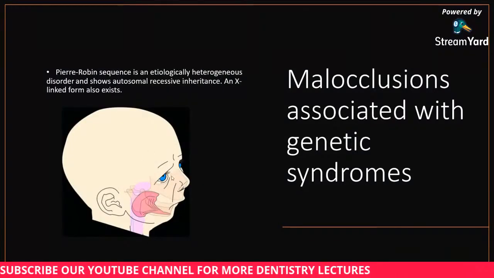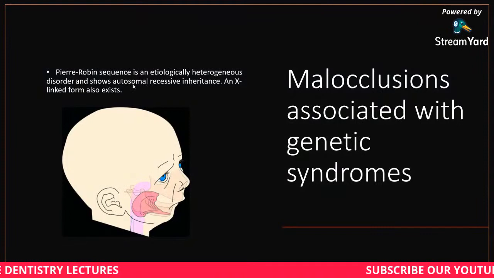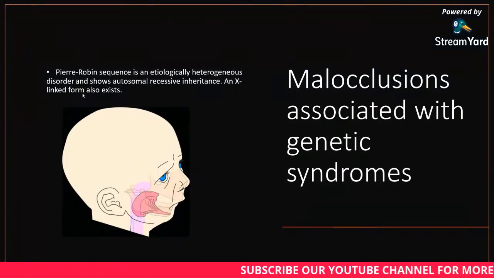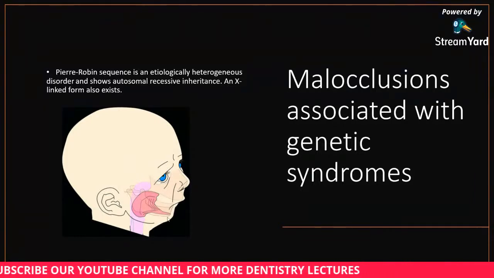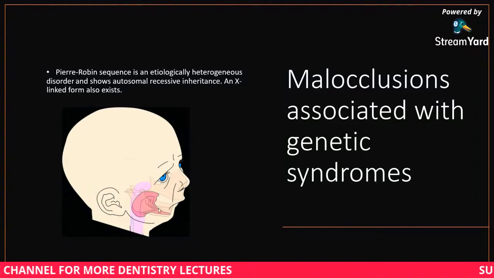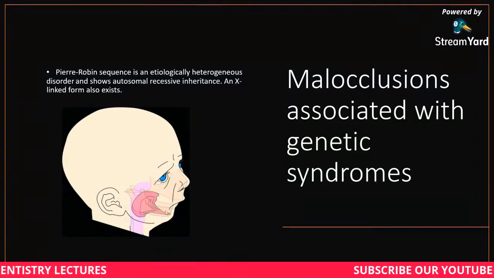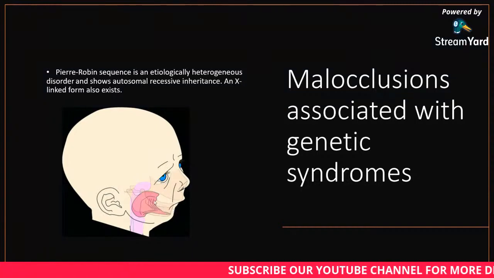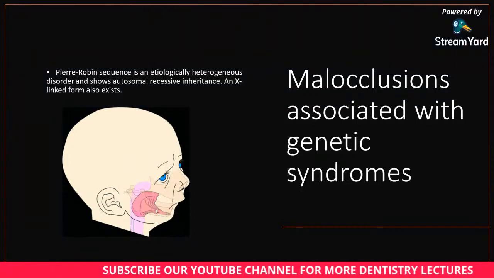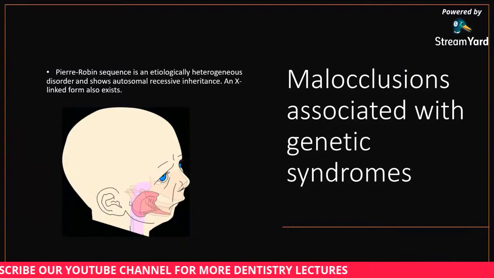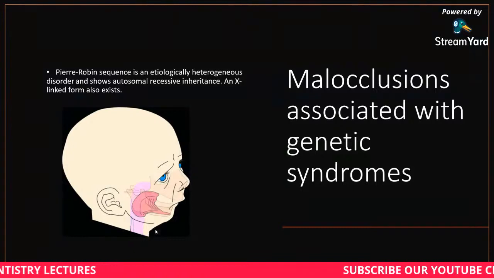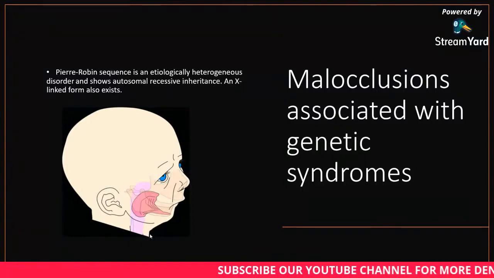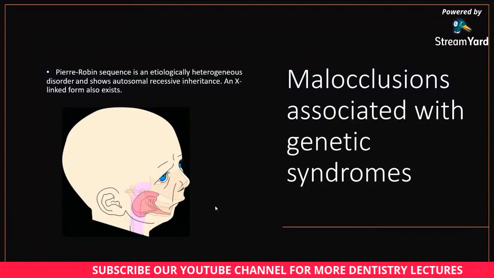If we look at Pierre Robin, it is an etiologically heterogeneous disorder and shows autosomal recessive inheritance. An X-linked form also exists. These children have micrognathia and an enlarged tongue in comparison to the lower jaw, which is a big problem, as these children have respiratory problems, and even at times for the young children, like neonates, we have to perform even a tracheotomy.